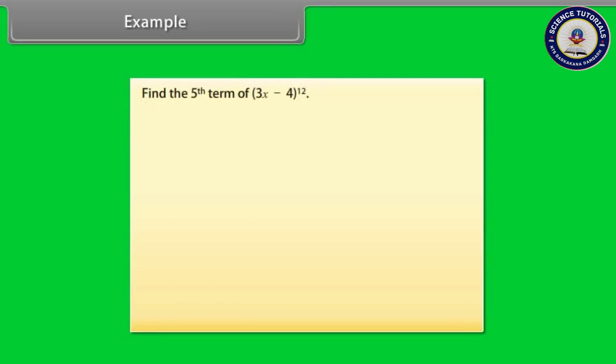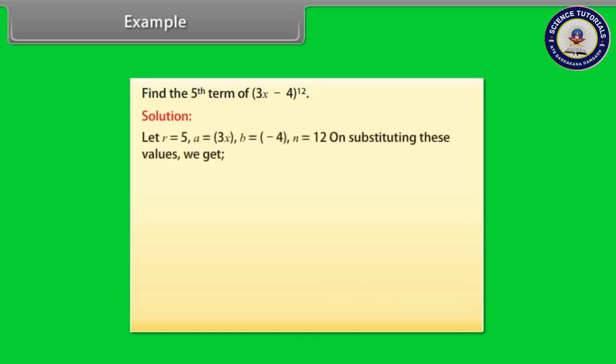Example. Find the fifth term of (3x - 4) raised to power 12. Solution. Let r is equal to 5, a is equal to 3x, b is equal to minus 4, n is equal to 12. On substituting these values, we get 12C(5-1) into (3x) raised to the power 12 minus (5-1) into (-4) raised to the power 5 minus 1.